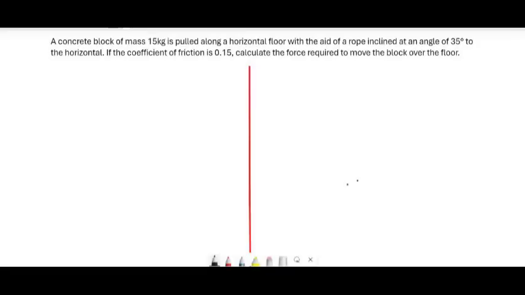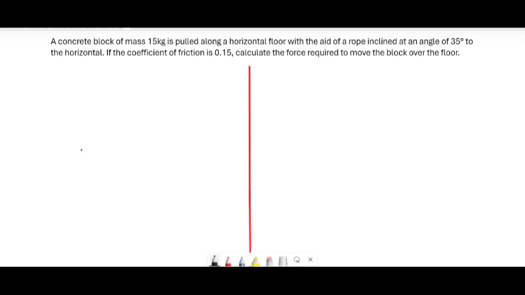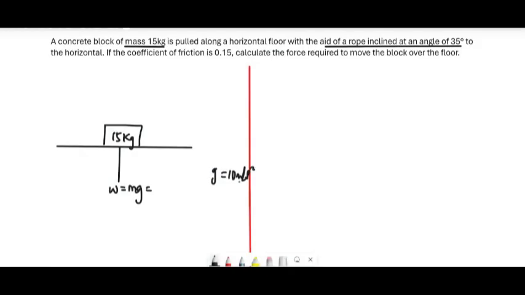Right. For this question, the question says a concrete block of mass 15 kg is pulled along the horizontal floor with the aid of a rope, as the rope is inclined at 35 degrees, not the surface upon which the mass 15 kg is resting. Does that make sense? So I have, this is the floor, and I have a mass of 15 kg resting on the floor. Now the weight of the body resting will be equal to mg, provided my g is equal to 10 meters per second square. If that is the case, I will have 150 newtons here. My R would remain R here.